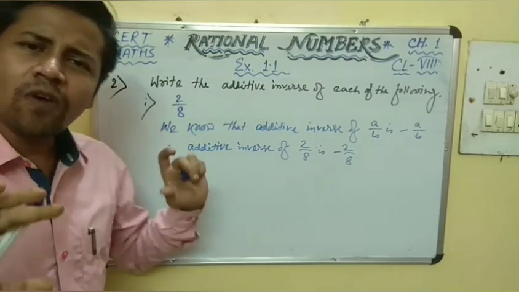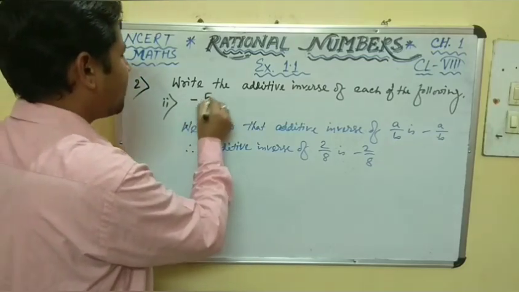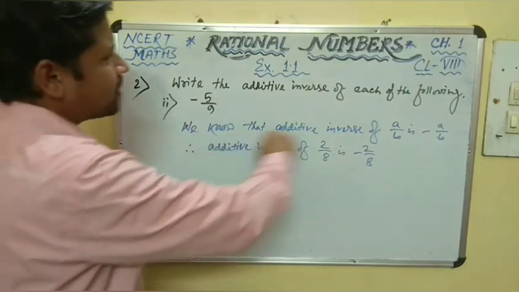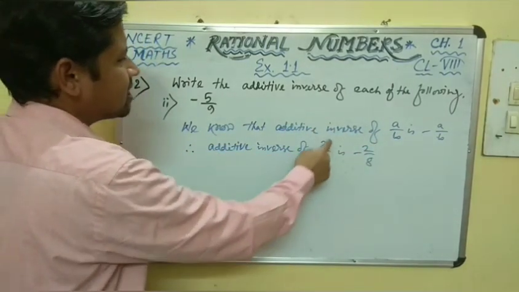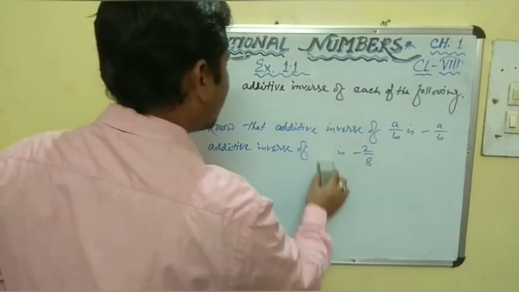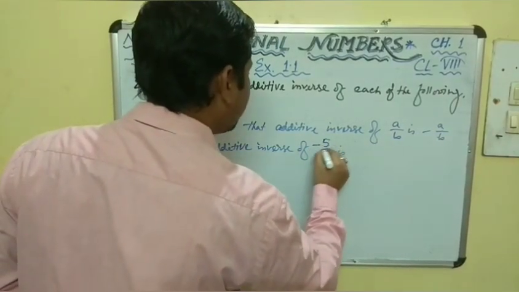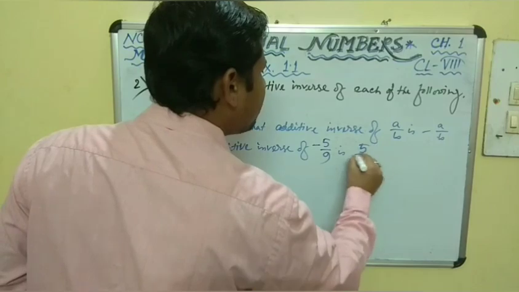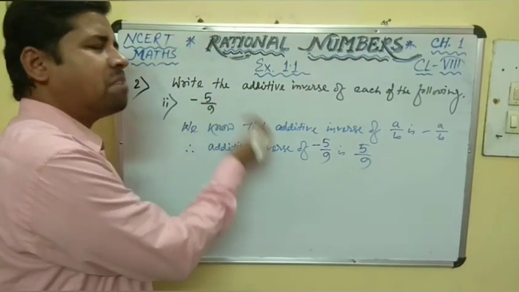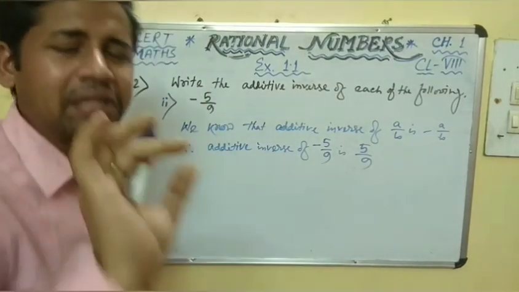Similarly, we can solve all the problems. If you say about the question minus 5 by 9, then same line will be there and you just change the numbers here. The rational number will be minus 5 by 9 and it will be changed in sign. That is, minus 5 by 9 becomes 5 by 9. Only the sign is changed, minus becomes plus, but the numbers will not be changed. They will remain the same.